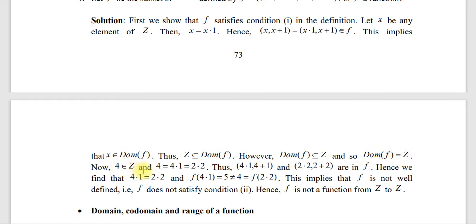Now 4 is an element of Z, and 4 equals 4 times 1 equals 2 times 2. Thus (4 times 1, 4 plus 1), which is (4, 5) in short, and (2 times 2, 2 plus 2) are in f. Hence, we find that 4 times 1 equals 2 times 2, and f of 4 times 1 equals 5 and f of 2 times 2 equals 4, but 5 and 4 are different.